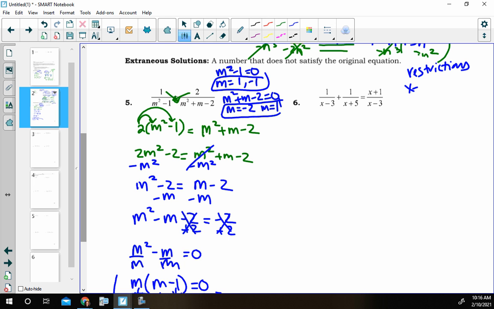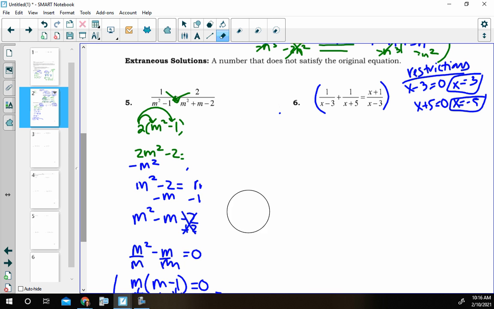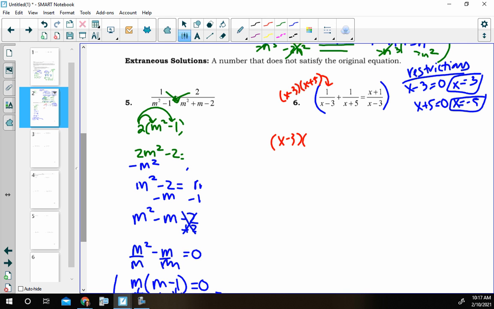Okay, my restrictions, I got x minus 3, I've got x plus 5, so I get 3 and negative 5. So what I multiply by is x minus 3, x plus 5. So send it in. It doesn't do anything to the 1. Doesn't do anything to that one. But it will do something to this one. So I still have the x plus 1, and I'm adding on x minus 3 times x plus 5.